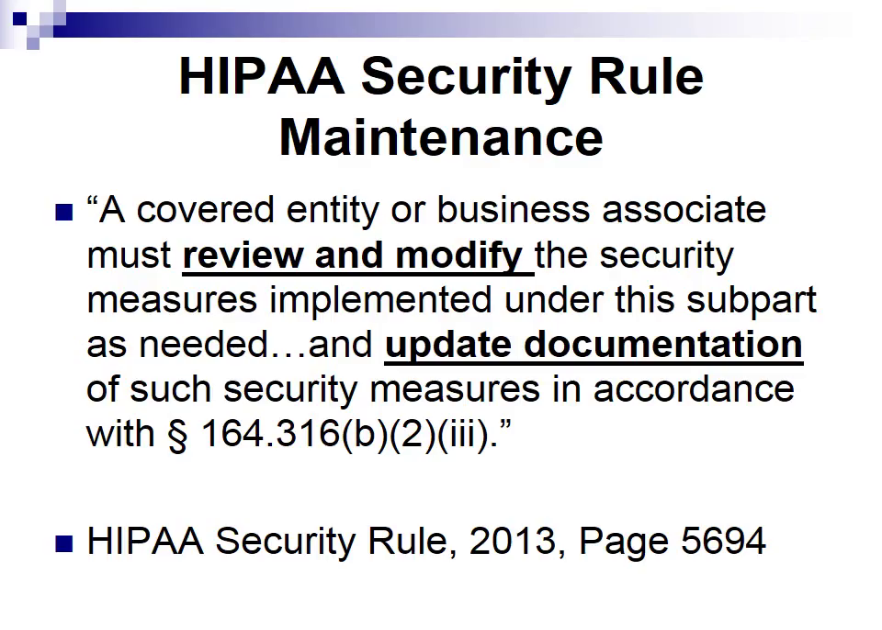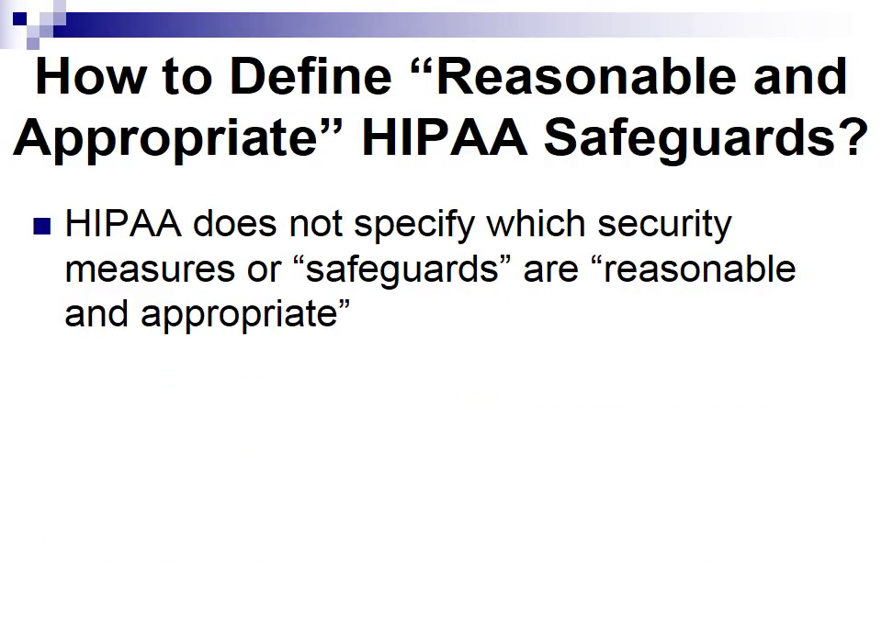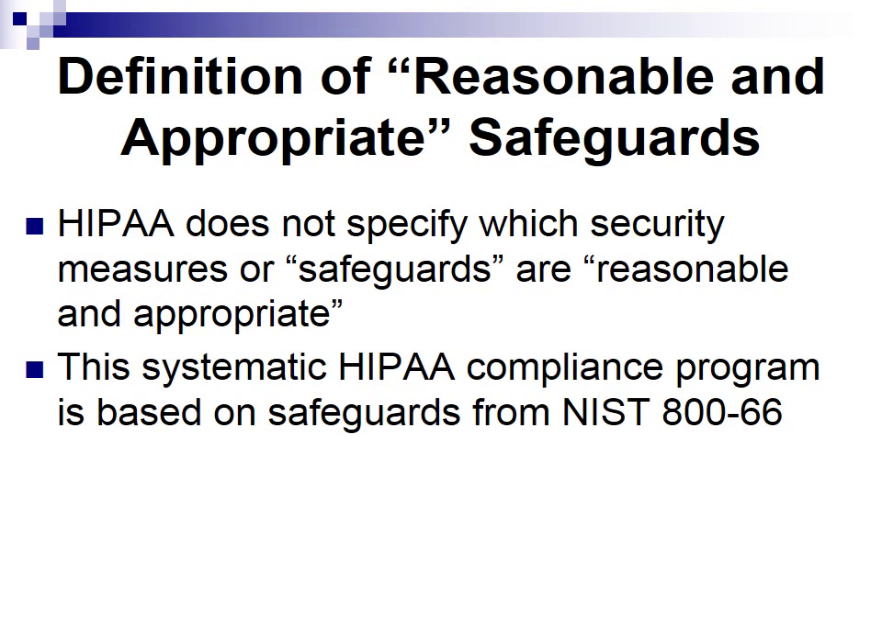Once safeguards are in place, they must be periodically reviewed, modified, and documented. The HIPAA security rule does not specify which safeguards are reasonable and appropriate for which size of organization. This compliance program is based on NIST 800-66, an introductory guide to HIPAA security rule compliance.